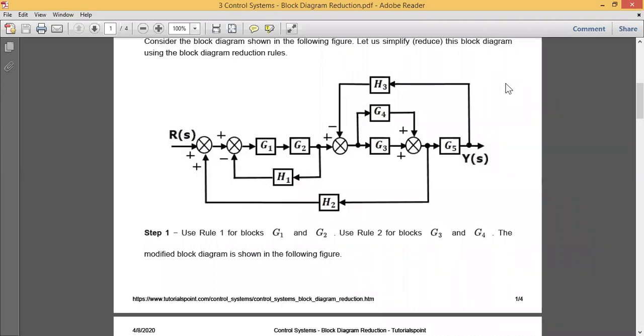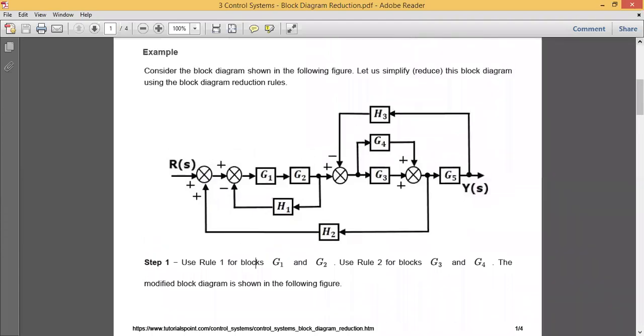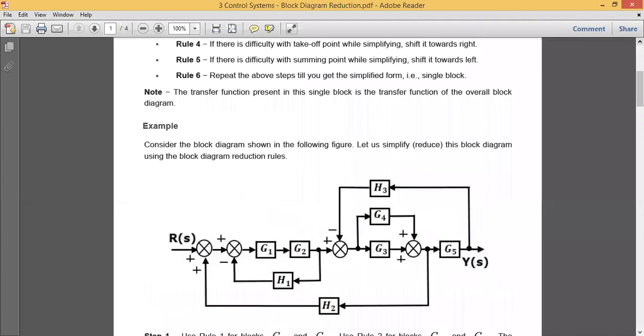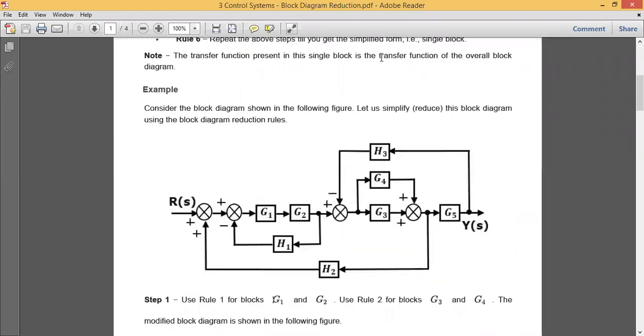Now let us apply the rule. Step number 1 is to use rule number 1 where you should apply it: G1 and G2 are in series. That is what rule number 1 tells. I am showing it again and again. Rule number 1 says check for the blocks connected in series and try to simplify. Just check where it is. G1 and G2 are in series.